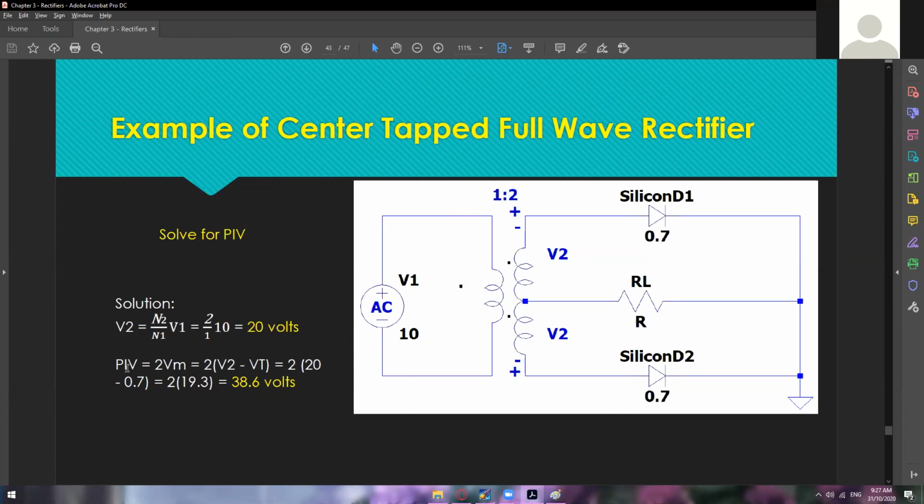And then for the PIV, just get twice the VM, and in our VM, you have to consider the voltage threshold.